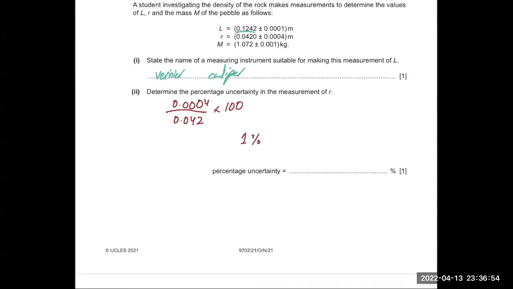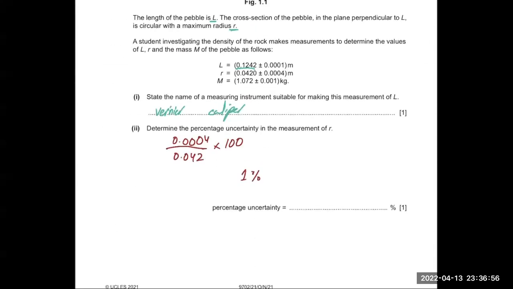Will writing 0.95 be considered incorrect? No. 0.95% is also correct.